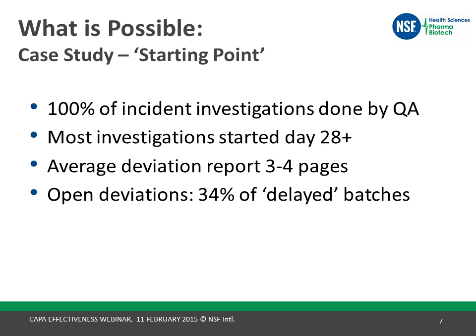Interestingly, their starting point was 100% of these incidents were investigated by QA. Most of those investigations started at 28 days plus, and many of you will be nodding in agreement with that. The average deviation report was in the region of 3 to 4 pages, and the number of open deviations actually resulted in 34% of delayed batches being released.